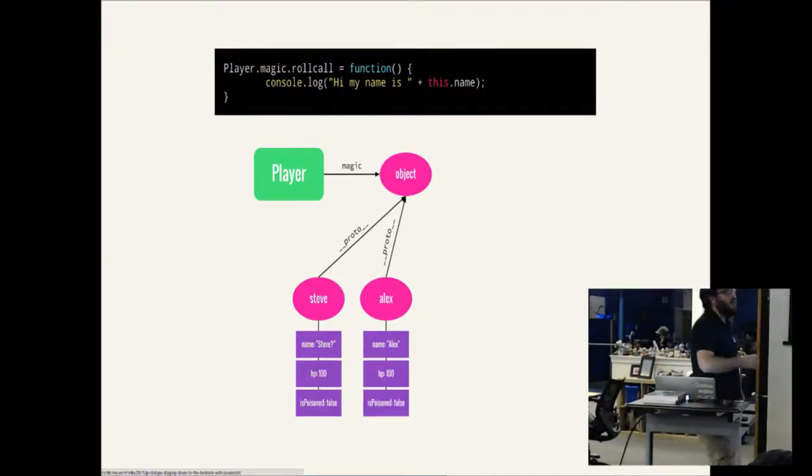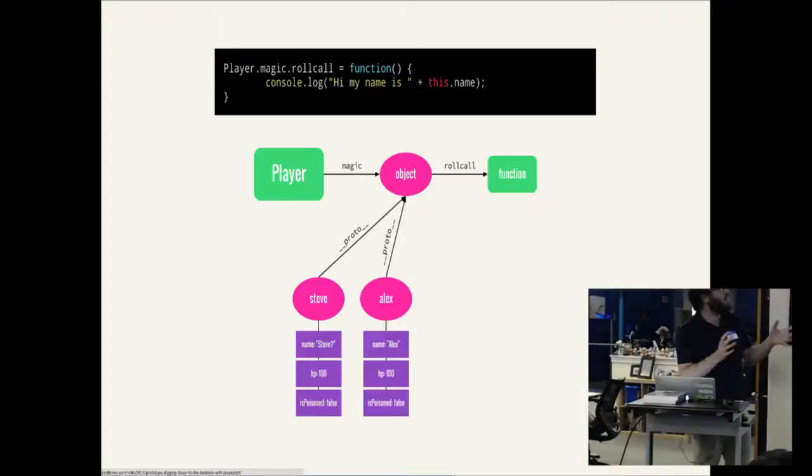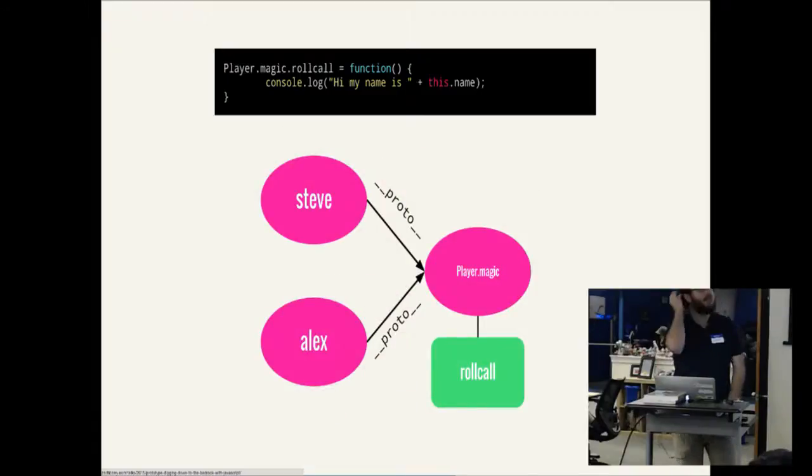So where it gets really interesting is we're going to add that roll call method, which is just for the players to announce who they are, to that magic object. So player.magic.rollCall, that's what it would look like. We now have a function on this weird magic object. And if I boil down this diagram a bit, this is what we have.